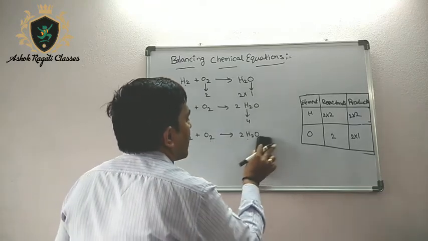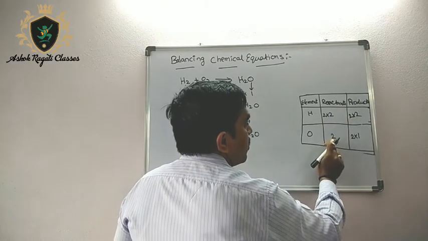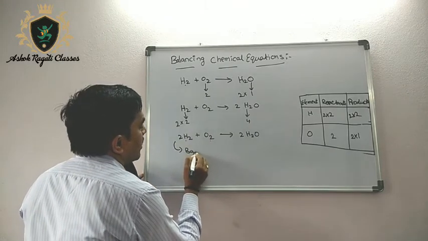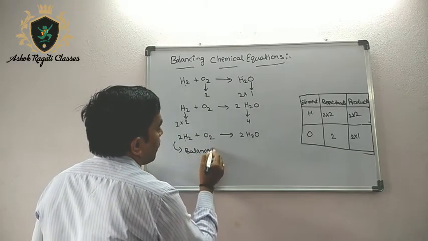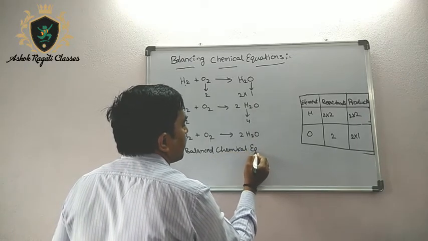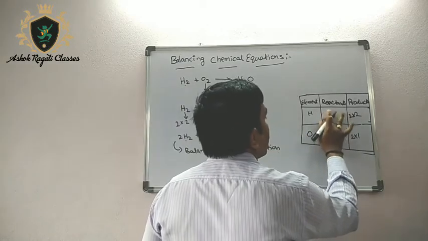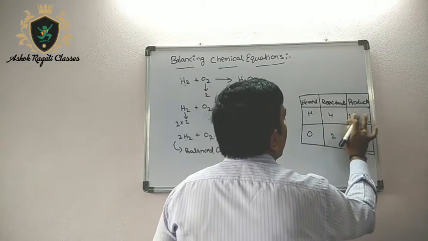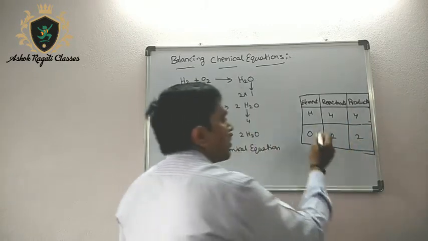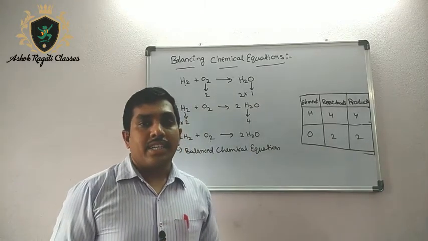The equation is balanced. You can cross-check here: 2 2s are 4, 2 2s are 4, balanced. 2 1s are 2. So now this is a balanced chemical equation. Now change this into exact numbers: 2 2s are 4, and this is 2 2s are 4, and 2 1s are 2. So now this is a balanced equation. In this way, we have to balance chemical equations.